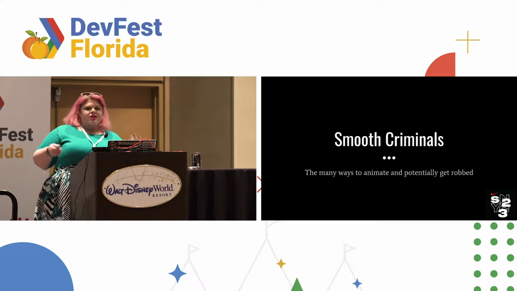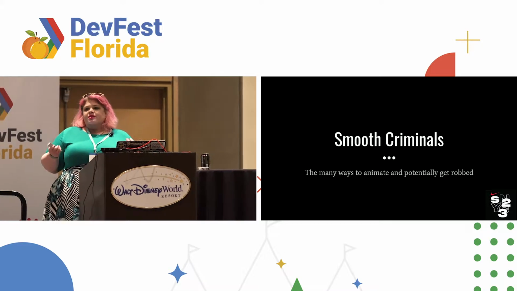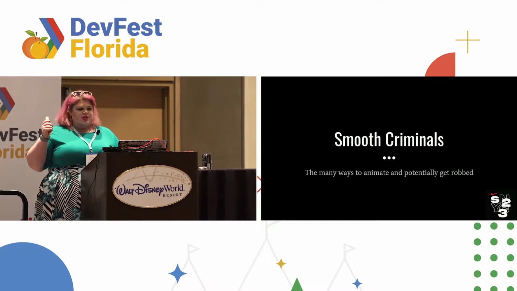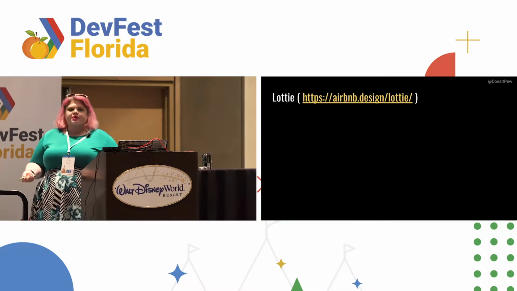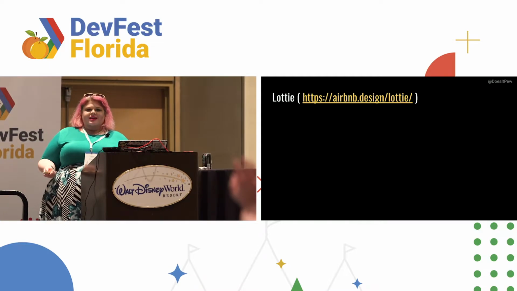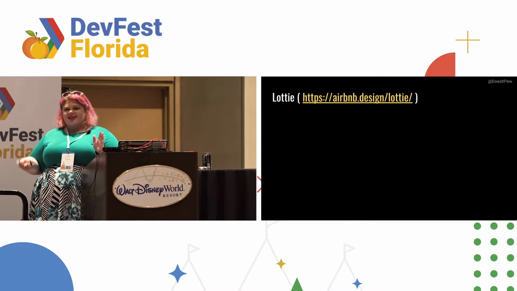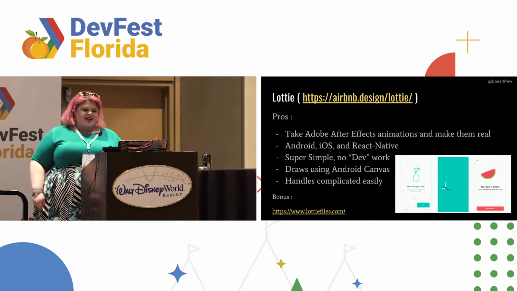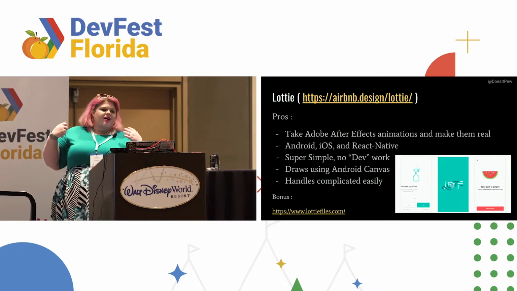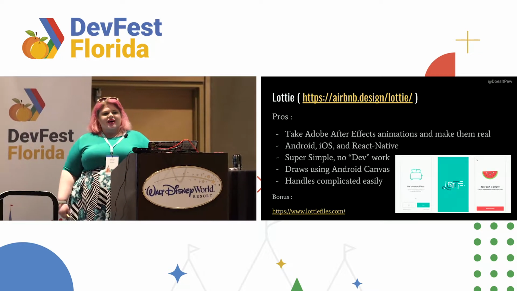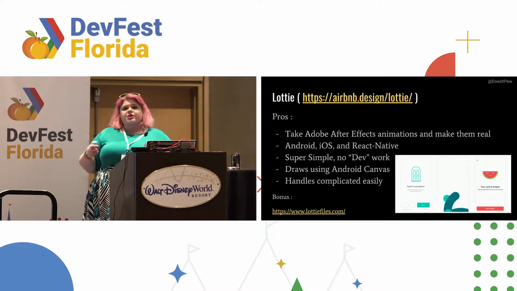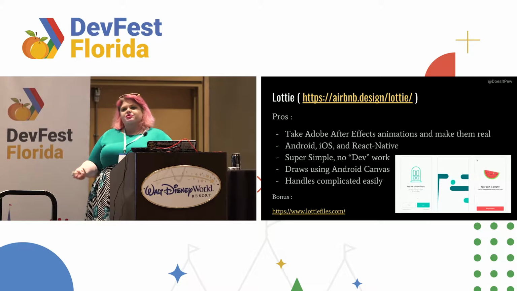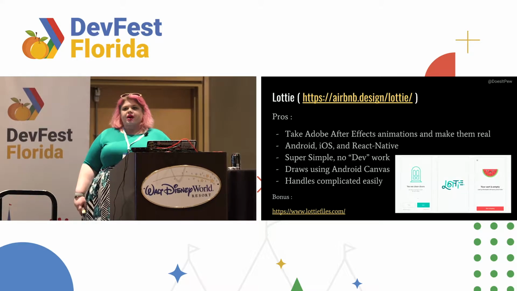So let's talk about some other things, namely libraries that are kind of important to know. Lottie. How many people are familiar with Lottie? I hope everyone is, actually, because it allows you to take your Adobe After Effects animations and make them real. And actually what it does internally is it writes those as canvas animations. So they're actually pretty high performance.